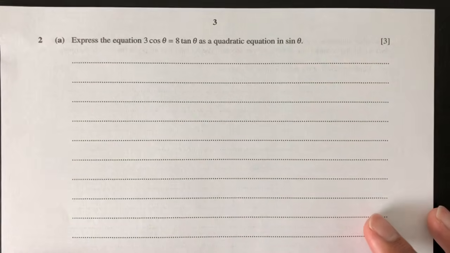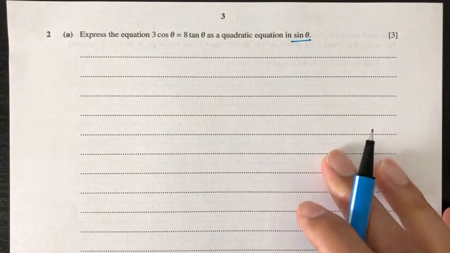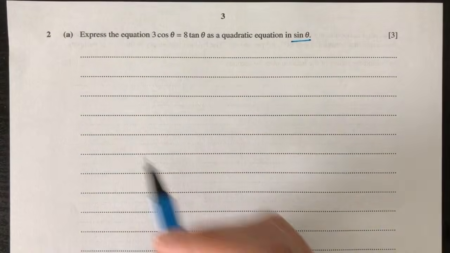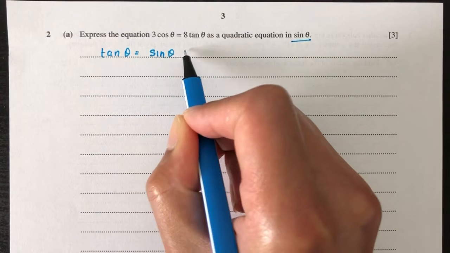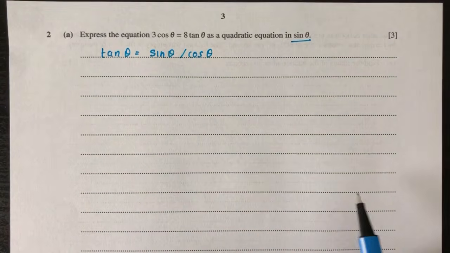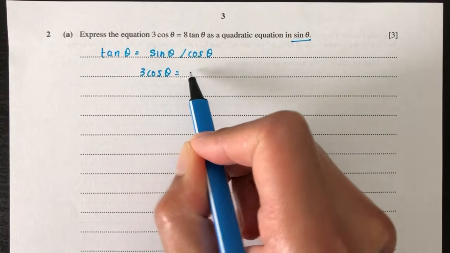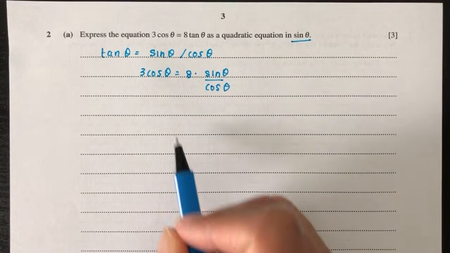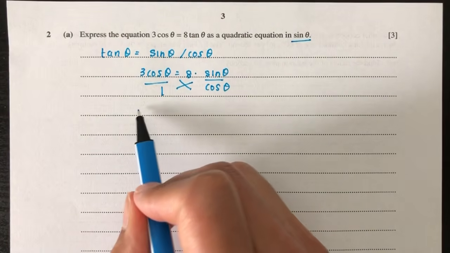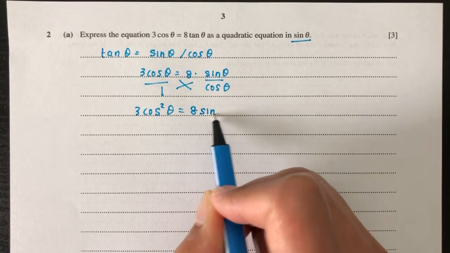Now let's move on to question number 2. So here we have to express the equation as a quadratic equation in sine theta. So the first thing you observe is we have tan. So what is tan? You must know that tan theta is equal to sine theta over cos theta. Right. Now we replace it in the equation. You will have 3 cos theta equal to 8 times sine theta over cos theta. Now we can cross multiply. You will have 3 cos squared theta equal to 8 sine theta.